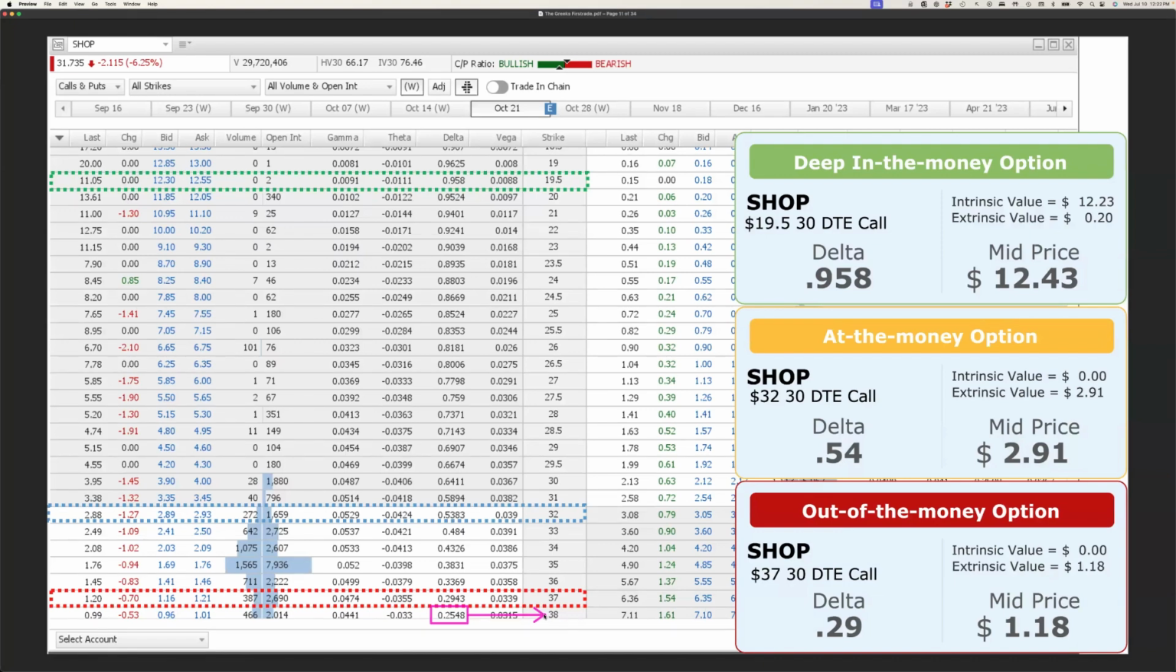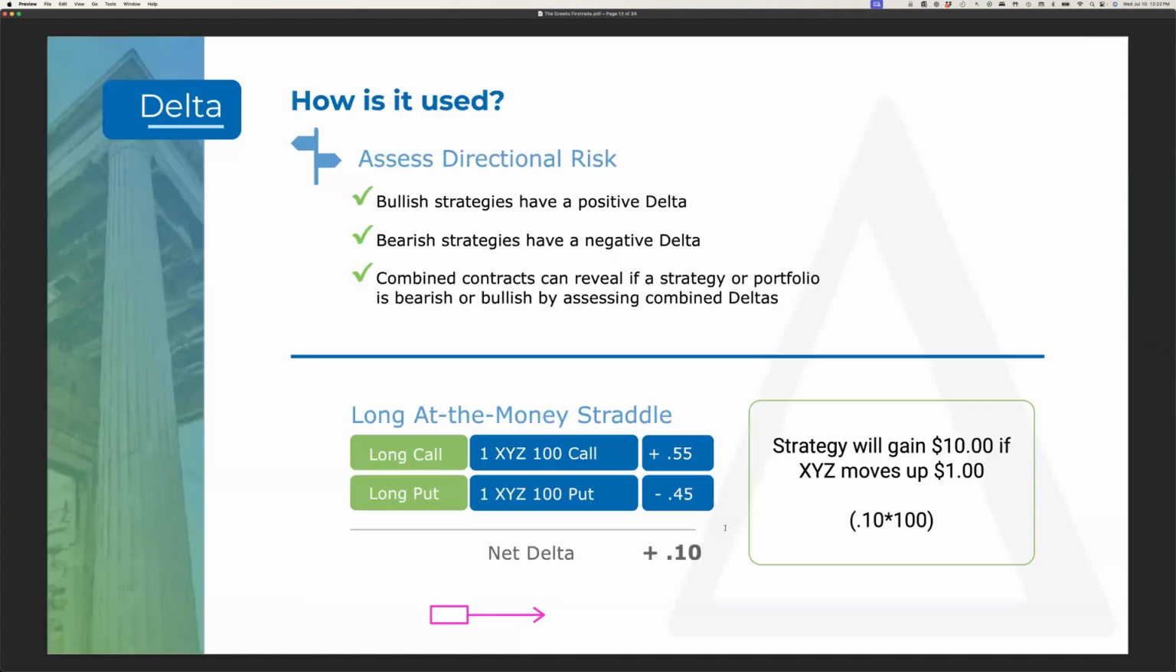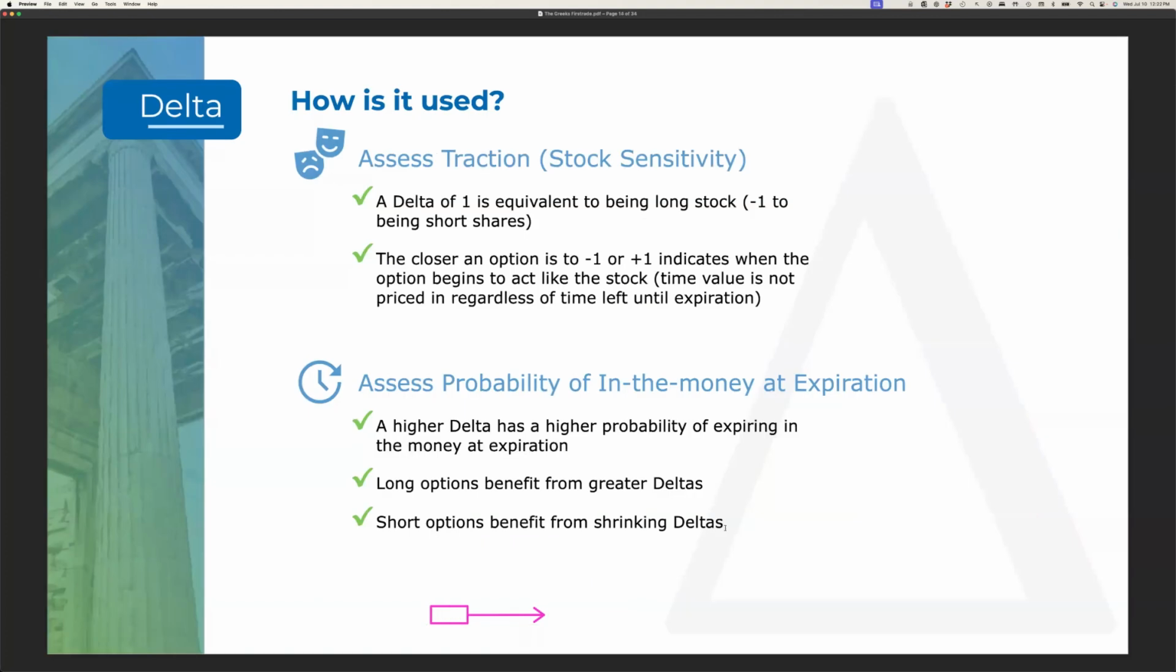So that's why delta is an incredibly important Greek to understand, not only from an exposure perspective, but actually, in my opinion, more importantly, from a probability-based perspective, it's really useful in helping you select your strike prices. So that's kind of where delta can be utilized in your portfolio for trading options.